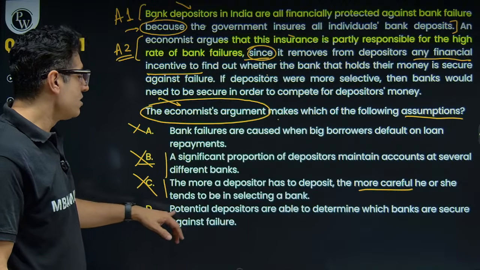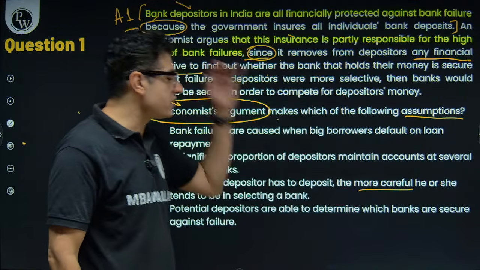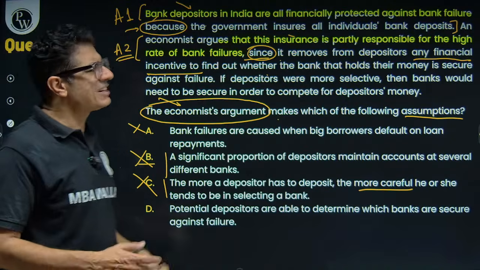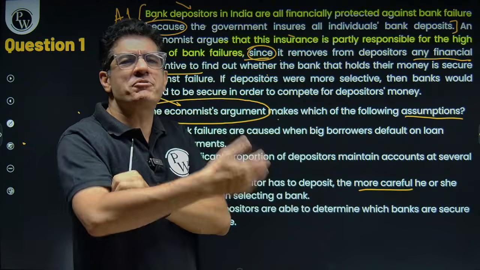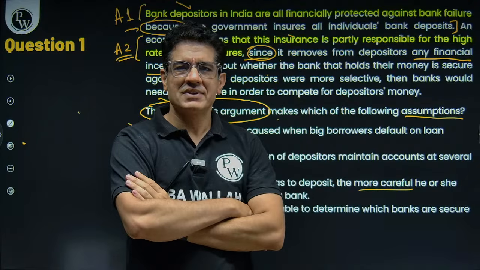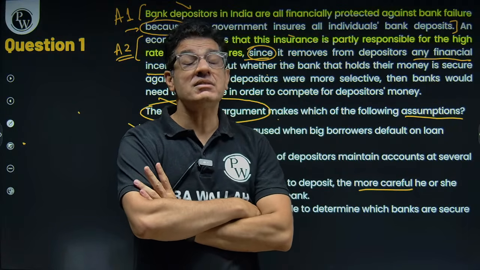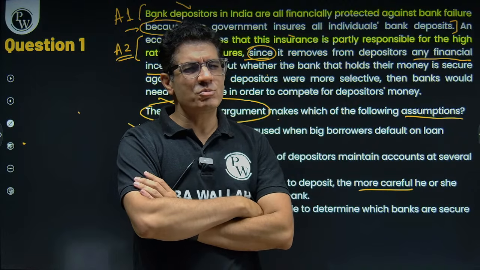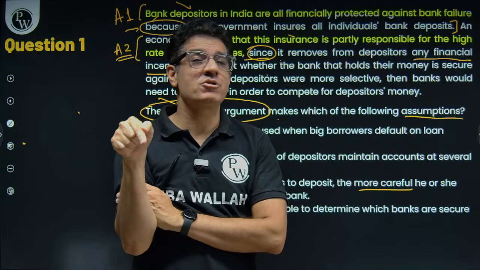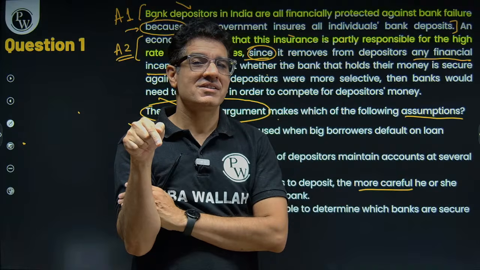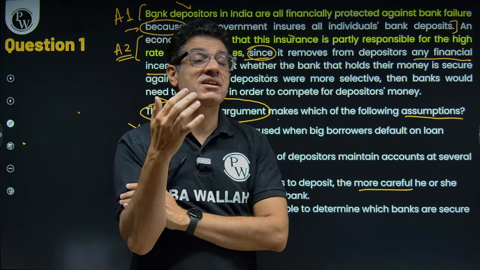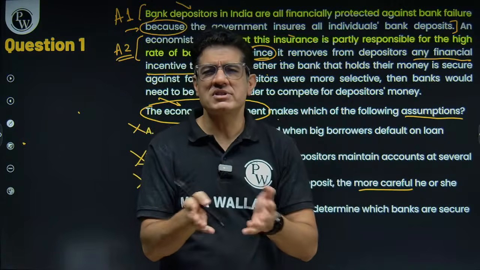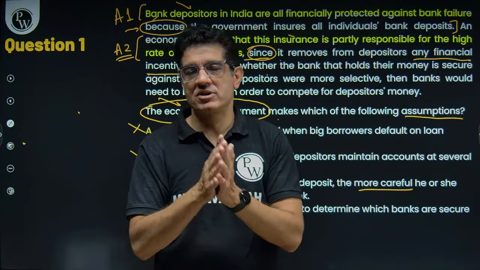Let's look at D. Potential depositors are able to determine which banks are secure against failure. Now see, when the author says depositors have no financial incentive to figure out whether a bank is safe or not, and that is one of the reasons behind the failure of the banks, isn't he assuming that a customer has the ability to do it? It is just that the customer chooses not to exercise it. Such assumptions are called very fundamental, very foundational assumptions.